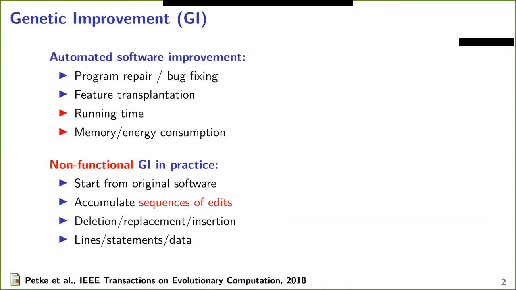In practice, GI needs to start from an existing software, and then it will generate and accumulate a sequence of small modifications or edits, which can be, for example, deletion, replacement, or insertion of genetic material, which can in turn target, for example, lines of code in the software, statements in an abstract syntax tree, or in general, any kind of data from the original software.